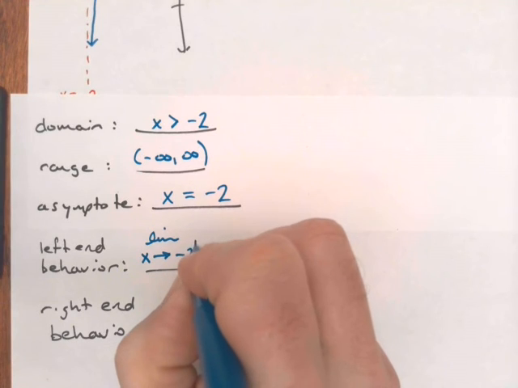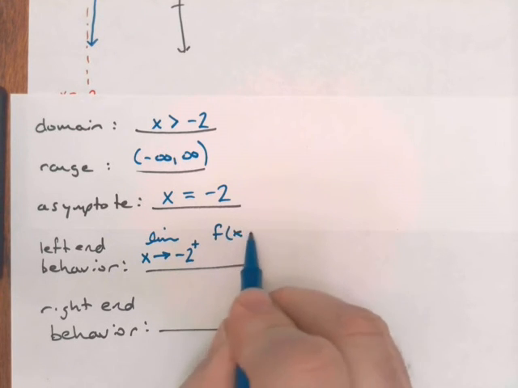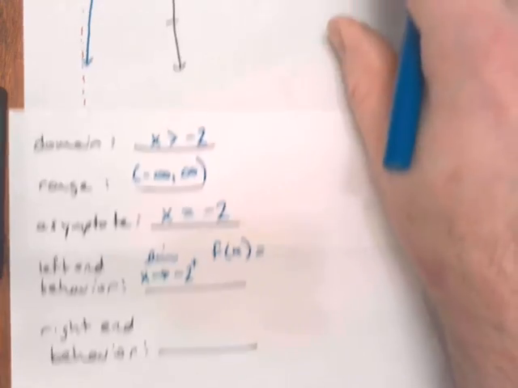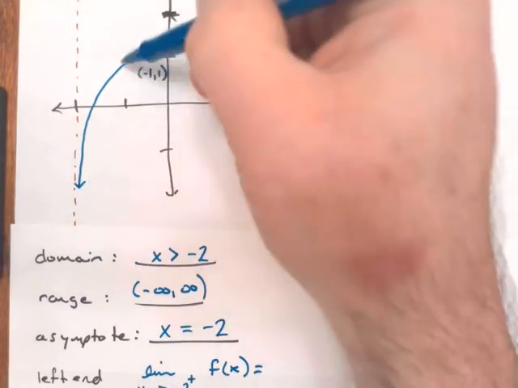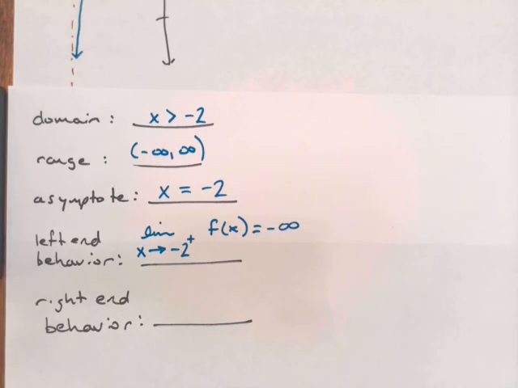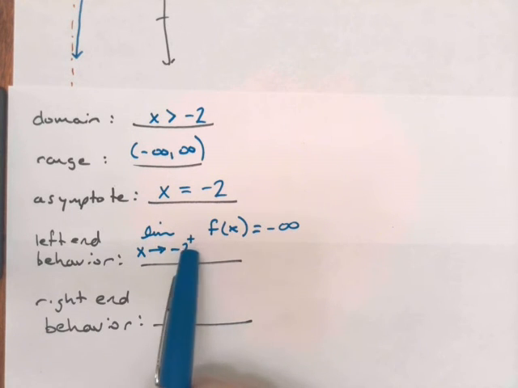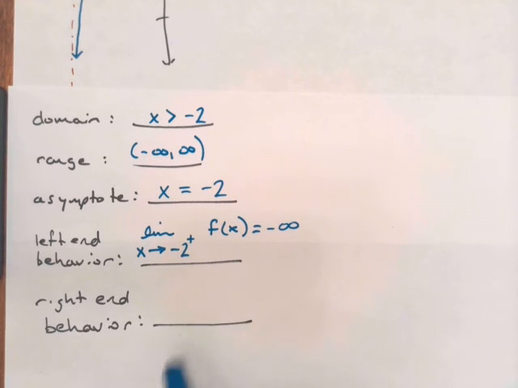When we do that, we are getting close to -2 from the right side, from the numbers that are bigger. So I'm going to put a little plus there to indicate we are getting close to -2 for our x values from the right side. And when you do that, our graph is getting close to -infinity. It's going downwards forever. So your left end behavior would be the limit as x approaches -2 from the right side of f of x is equal to -infinity.